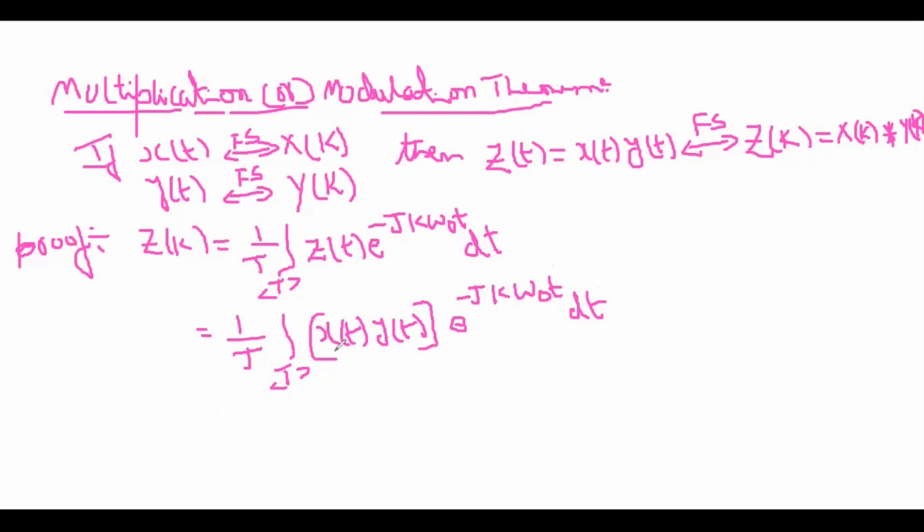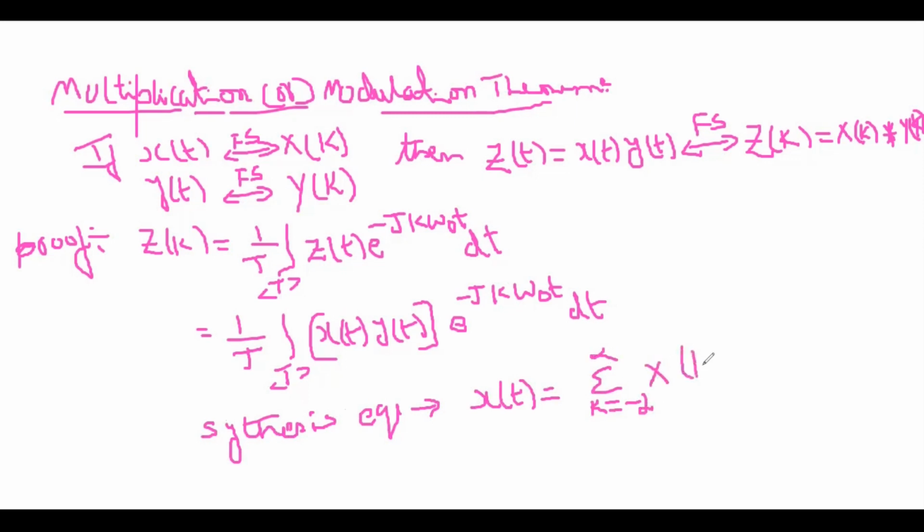In this, you can substitute x of t by the synthesis equation. We want the synthesis equation: x of t is equal to sum of k equal to minus infinity to infinity, x of k e power plus jk omega naught t. So replace the x of t with this synthesis equation.